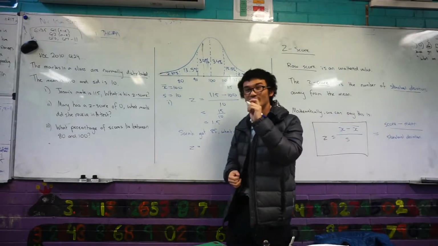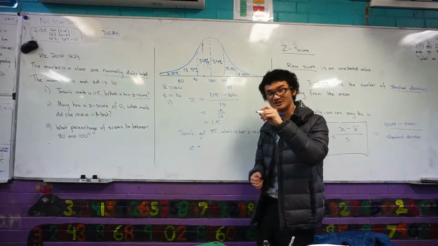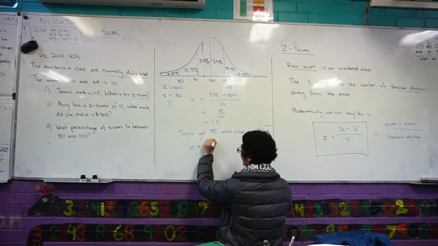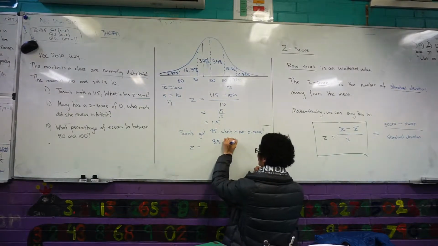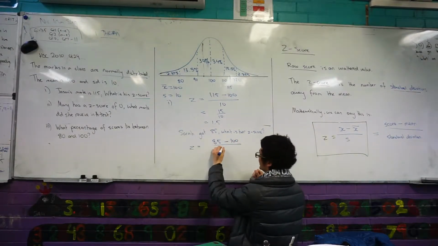85. Okay, so we want to use the z-score definition. We say her score was 85, and we subtract the mean, which was 100, and we divide by the standard deviation, which is still 10.